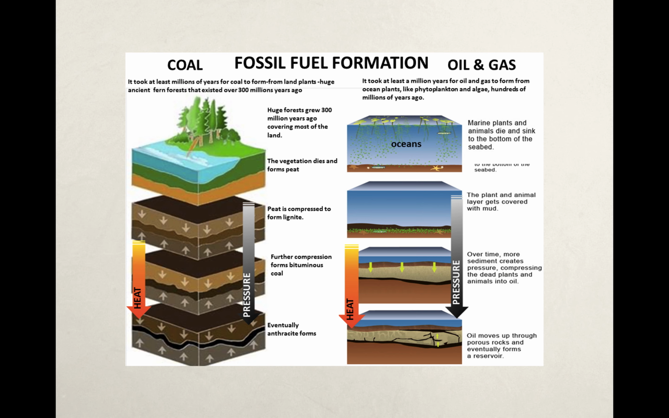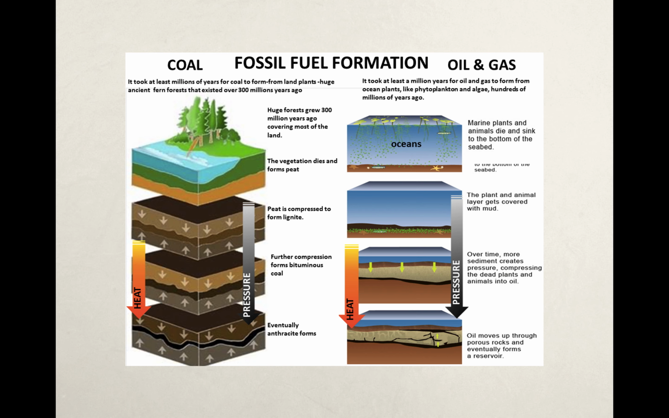Here we see the difference between coal and oil and gas fossil fuel formation. Big difference and key thing for you to know here: coal is land, oil and gas came from marine environments. So it doesn't mean necessarily that they're marine environments today, but at the time when this happened, it was a marine environment. So for both coal as well as oil and gas, heat and pressure are the key things.